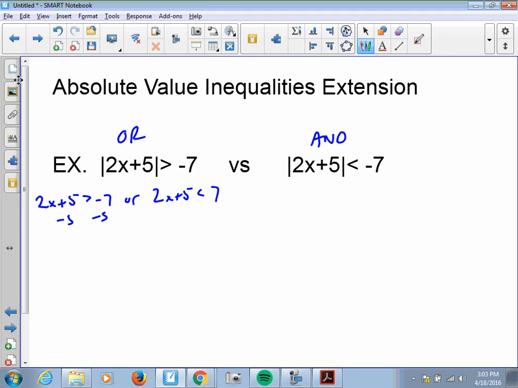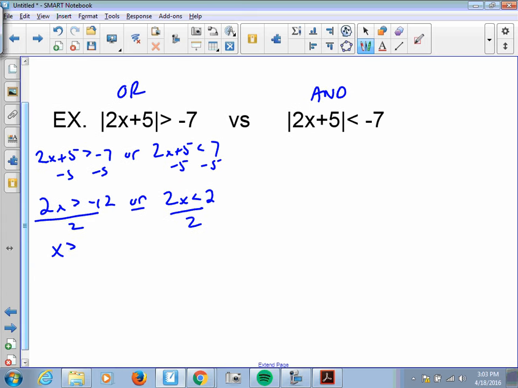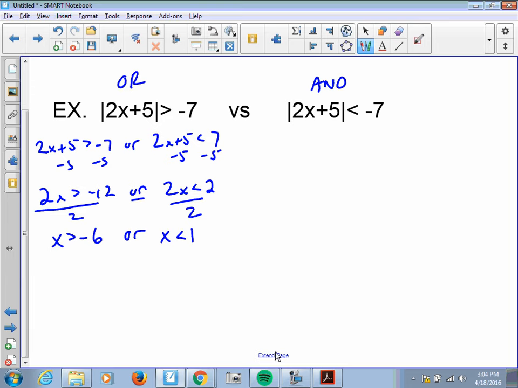Subtract 5, subtract 5. That makes that really easy. So 2x is greater than -12, or, again important, or 2x is less than 2. Divide by 2, divide by 2. We are going to get x to be greater than -6, or x to be less than 1. Well, that's our final piece there.